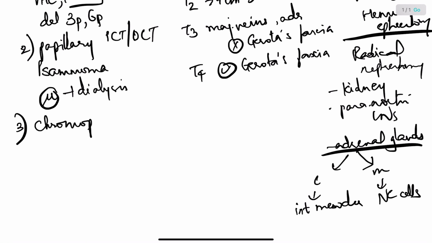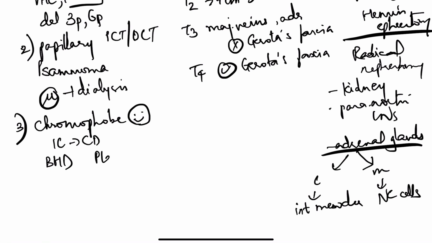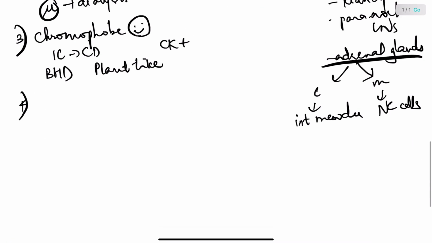And the chromophobe type has the best prognosis. It originates from the intercalated cells of the collecting duct, and there is loss of multiple chromosomes. It is associated with Birt-Hogg-Dube syndrome, and it shows plant-like cells on HPE, which are cytokeratin positive. The fourth type is the collecting duct type, which has a poor prognosis or the worst prognosis, right? Originates obviously from the collecting tubules and associated with deletion 1q.